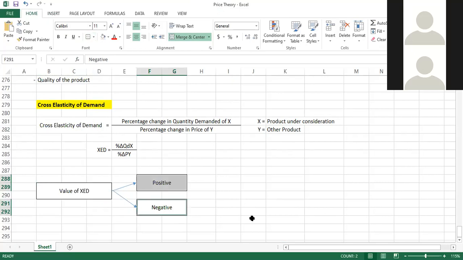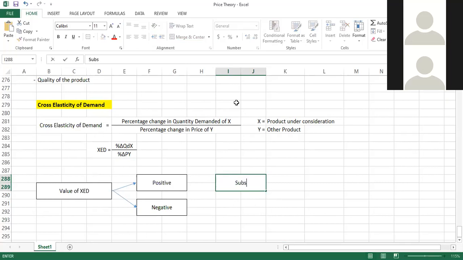For one category the cross elasticity of demand value will be positive, and for one category it will be negative. For which category is it positive? Complements? Actually, it is positive for substitute goods. Why is that? Because substitutes are alternatives, options. When the price of a substitute good increases, then what will happen? This product is cheaper in the market, more attractive in the market.